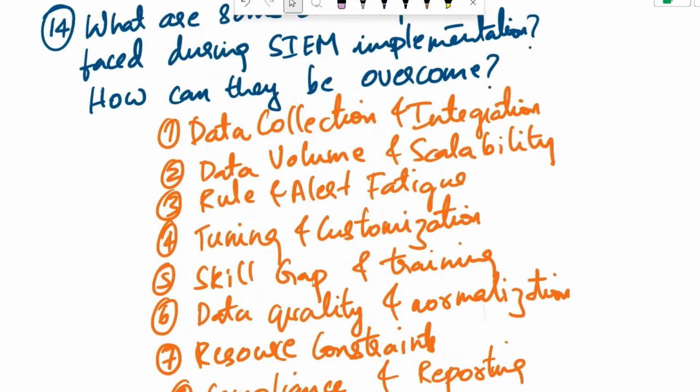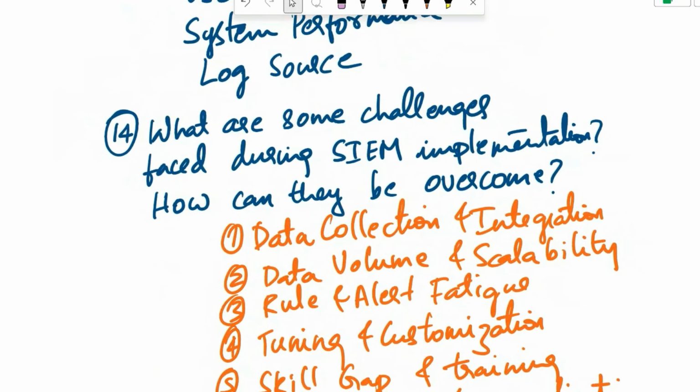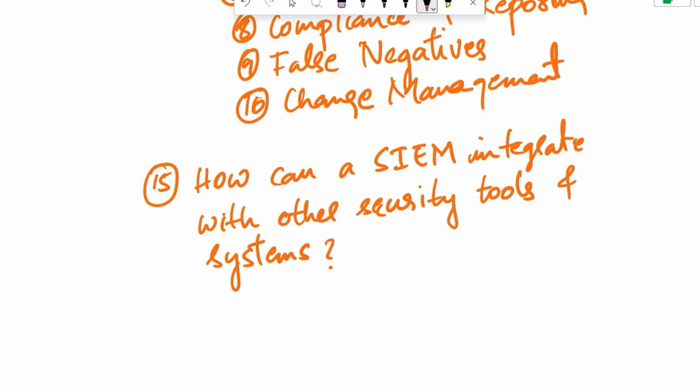In summary, successful SIM implementation requires careful planning and continuous monitoring and adaptation. It's important to involve key stakeholders, align the implementation with organizational goals, and remain flexible in response to evolving threats and challenges. Regular assessments and optimization of the SIM environment are crucial for maintaining effectiveness over time. Let's move on to the next question.